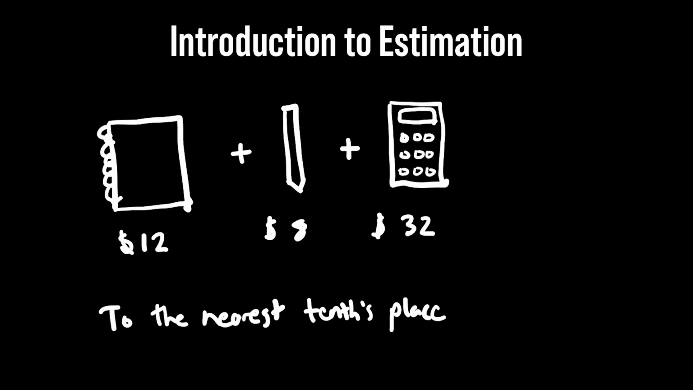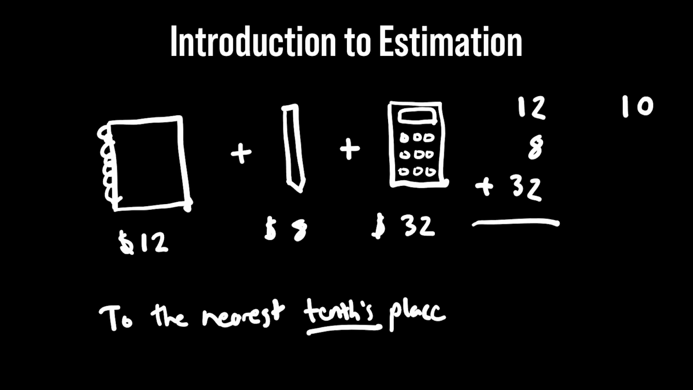So here we have some school supplies. A notebook, a pen, and a calculator. And we want to estimate the cost of all these items to the nearest 10th place, as I describe here. So we'll take the notebook, the pen, and the calculator, and put the values here. And let's round each of the items to the nearest 10th place.